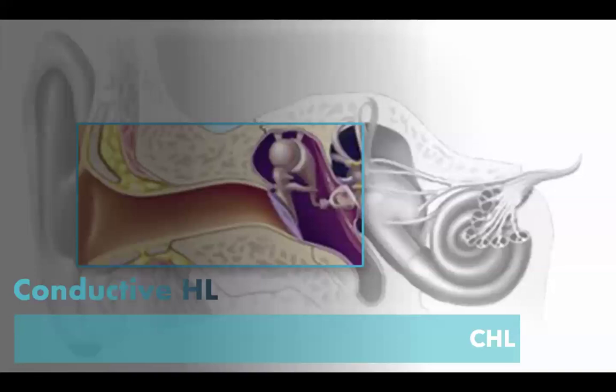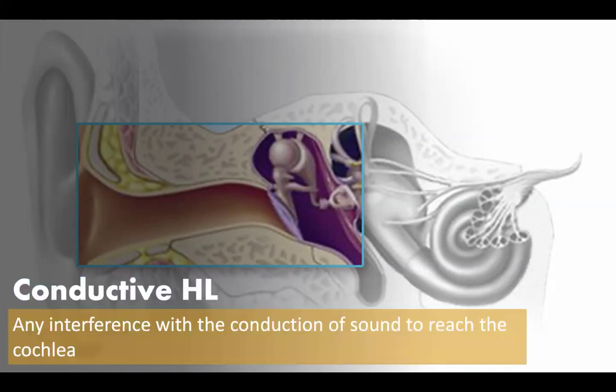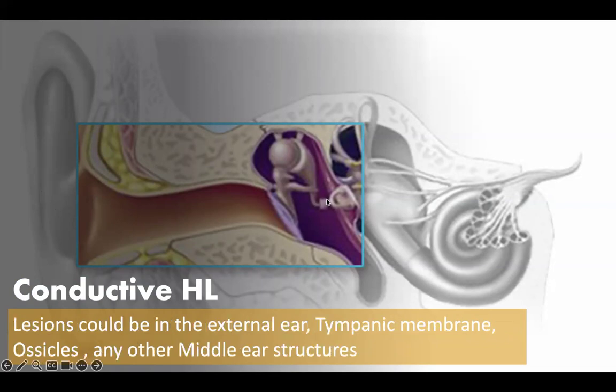So conductive hearing loss is the hearing loss that happens if there is any problem starting from the external ear, external auditory canal, any problem or any issue or any disease in the middle ear. So it's any interference with conduction of sound to reach the cochlea, starting from the external ear down to the oval window. Again, it could be in the external ear, it could be in the tympanic membrane, ossicles, any other middle ear structures.